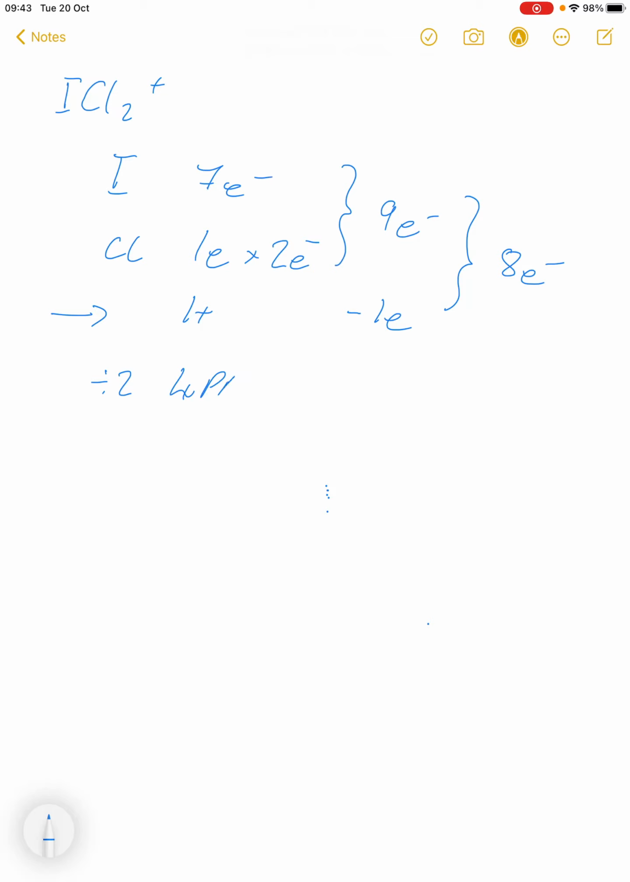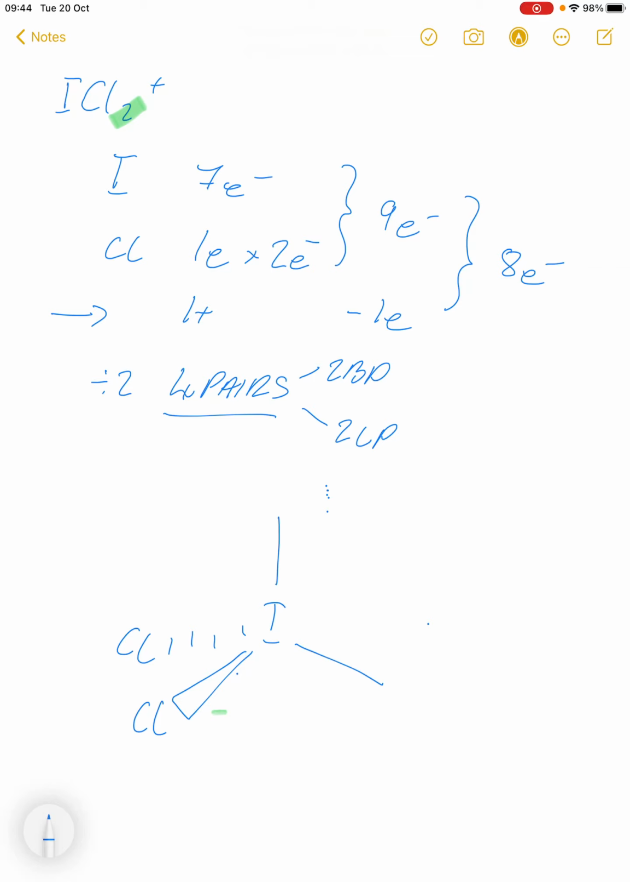Divided by 2, that gives me 4 pairs. Have a look at how many I've got in my molecule. Well, I've got 2 there, which means that out of my 4 pairs, I'm going to have 2 bonding pairs and 2 lone pairs. The 4 means I've got tetrahedral as my parent shape. Okay, so I put my chlorine here, chlorine there. The 2 lone pairs, so convert those to lone pairs. There we go. And you can see that it's non-linear or V-shaped.